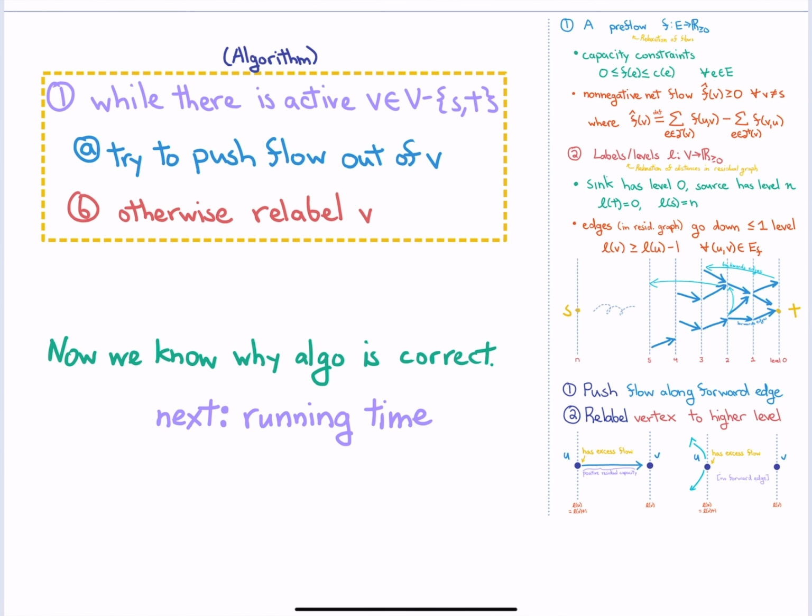Okay. All right, so now we know that if the algorithm reaches a point where there's no active vertices, it's at least correct. It outputs a max flow, it outputs a minimum ST cut. That's great. Next, I want to argue that as I do all these individual pushes, I'm only doing a limited amount.